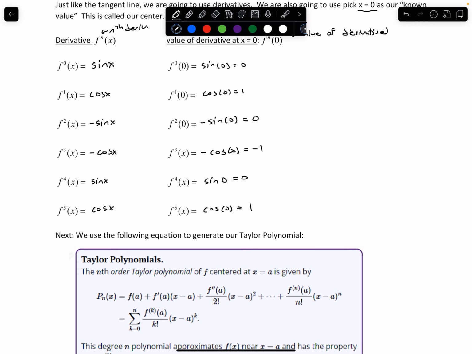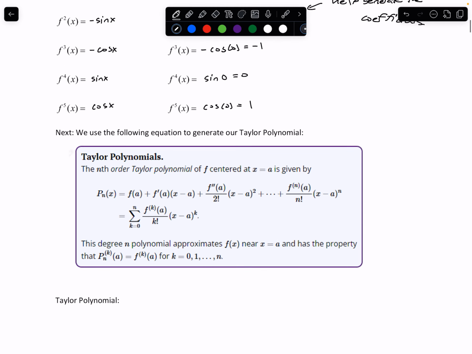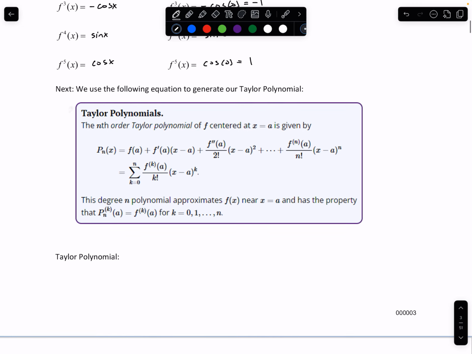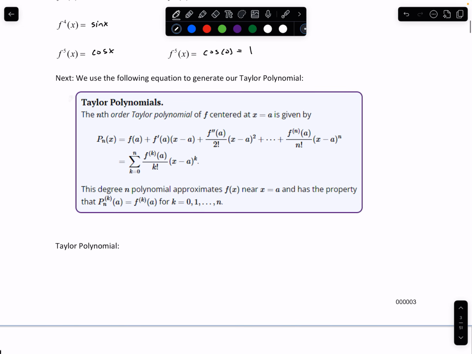So next, once we get this, what we've just generated are the values that are going to help us generate the coefficients. And that's what we use that for. So let's take a look at what we do here. Here's how we generate our Taylor polynomial.